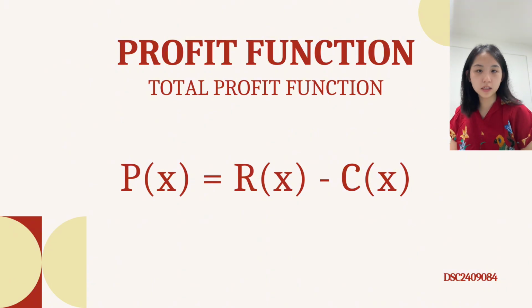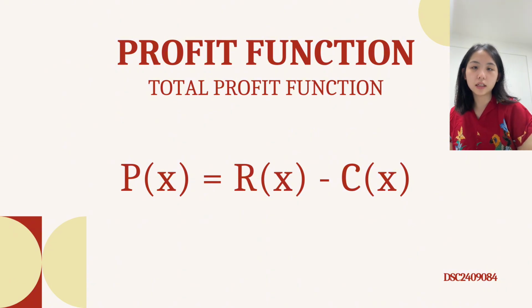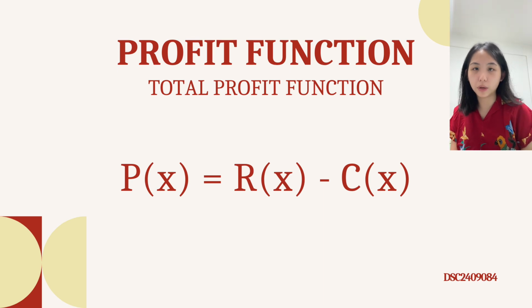The formula is P of x equals R of x minus C of x. The P of x here is a big P, because small p represents the price, and P of x is the profit, R of x is the total revenue, and C of x is the total cost.